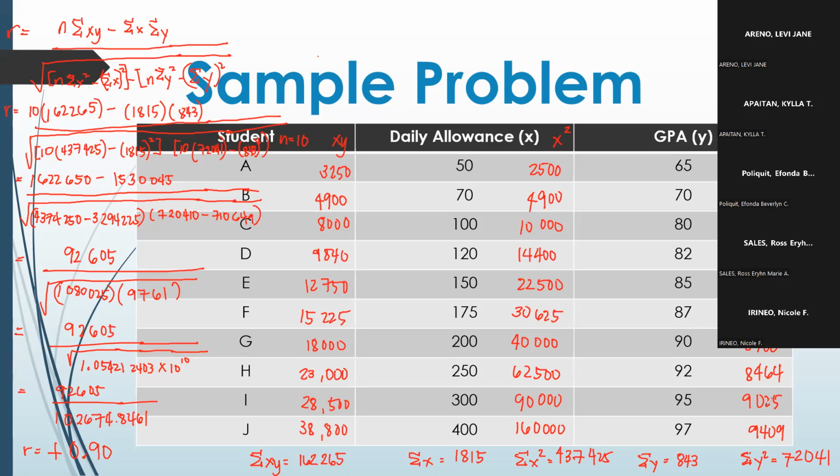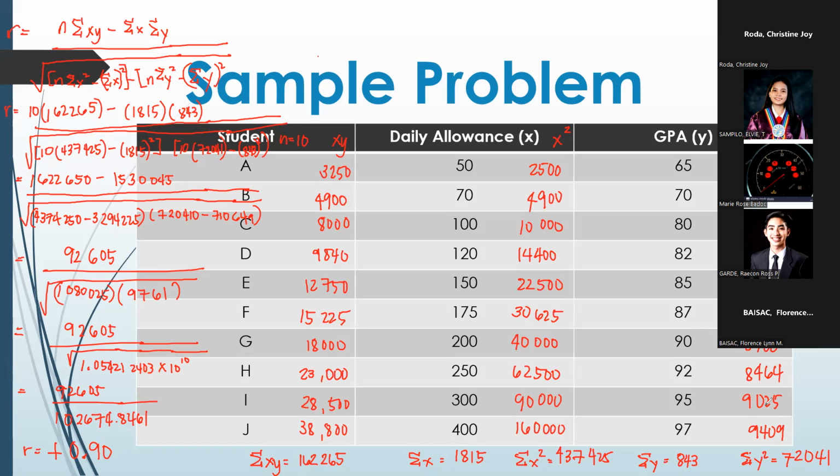So again, what we are looking at here is if there is a relationship between daily allowance, sana all, daily allowance of 400, and the GPA, the average grade of the student. So 400, 300, 250, 200, 175. Let's solve.